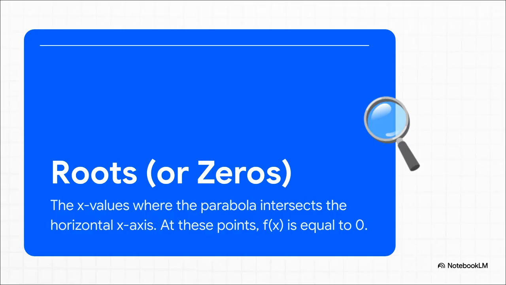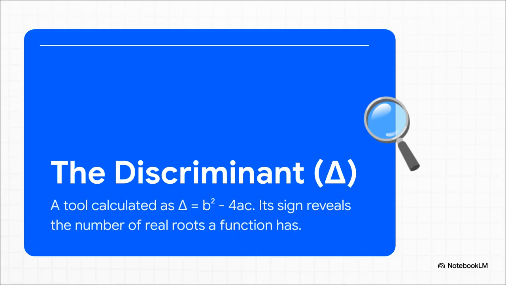First up, we have the roots, which are sometimes called the zeros. These are simply the points where the parabola crosses the horizontal x-axis. In the real world, these are often the solutions to our problem, the x values that make the whole function equal to 0. But hang on, how do we even know if a parabola has any roots at all?